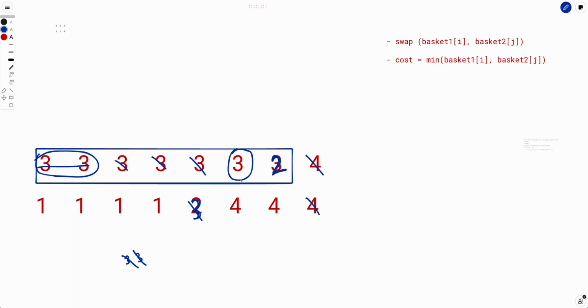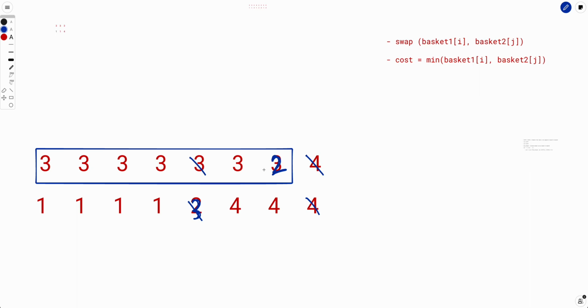So this is the first condition that you need to take care of. If the frequency of a differing element is odd, the answer is impossible. You can't make both the baskets equal, right? So in this particular case, 3 has odd frequency after cancelling out the common ones, which is 5, and hence the answer is impossible. And even 2, if you look at 2, 2 also has odd frequency, and hence the answer is impossible. So if after cancelling any element has odd frequency, the answer is impossible. You will just return -1 and be done with it.